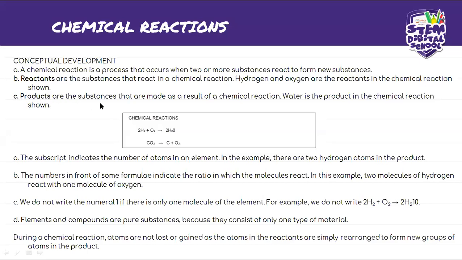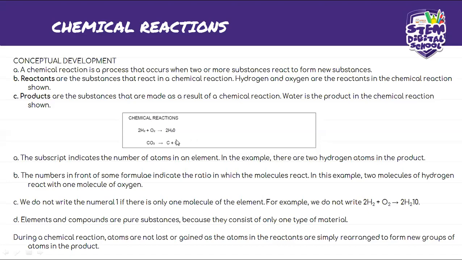So we have the substances that are made as a result of a chemical reaction. Water is the product in the chemical reaction. So when we look at these two equations, the reactants are hydrogen and oxygen, and then we have water. So these numbers that are in front are called the coefficients. You will see that hydrogen is reacting with oxygen in the ratio of 2 is to 1. So the whole equation will be 2 is to 1 is to 2. So here there is one here, but we don't necessarily write it.